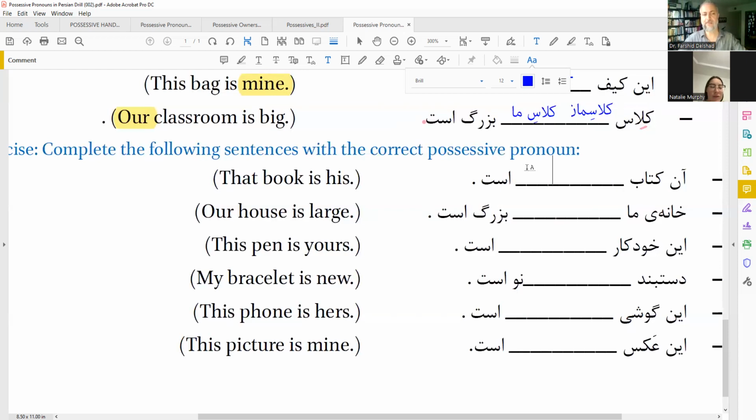Would be ash. Yes, exactly. Kitabash. Sorry. Kitabesh. Kitabu. Perfect. Kitabash versus kitabu.